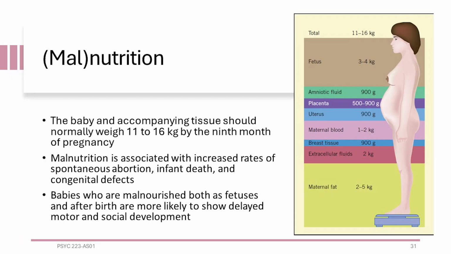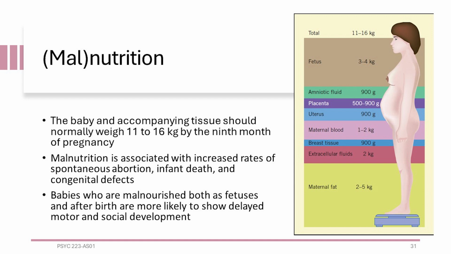The fertilized egg must multiply into trillions of cells to form a fully developed fetus. By the ninth month of pregnancy, the baby and its support system will weigh between 11 to 16 kilos or 25 to 35 pounds, billions of times the weight of the fertilized egg. Where does all this mass come from? The answer is simple: from the mother.